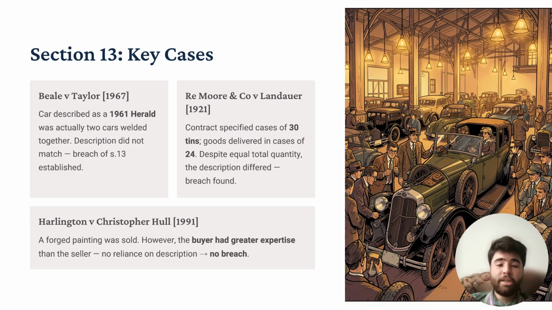The second case is Re Moore and Co. v. Landauer from 1921. In this case, a contract was made for tinned fruit to be packed in cases of 30 tins. The correct total number of tins was delivered, but they were packed in cases of 24 instead of 30. The court held this was still a breach of section 13.